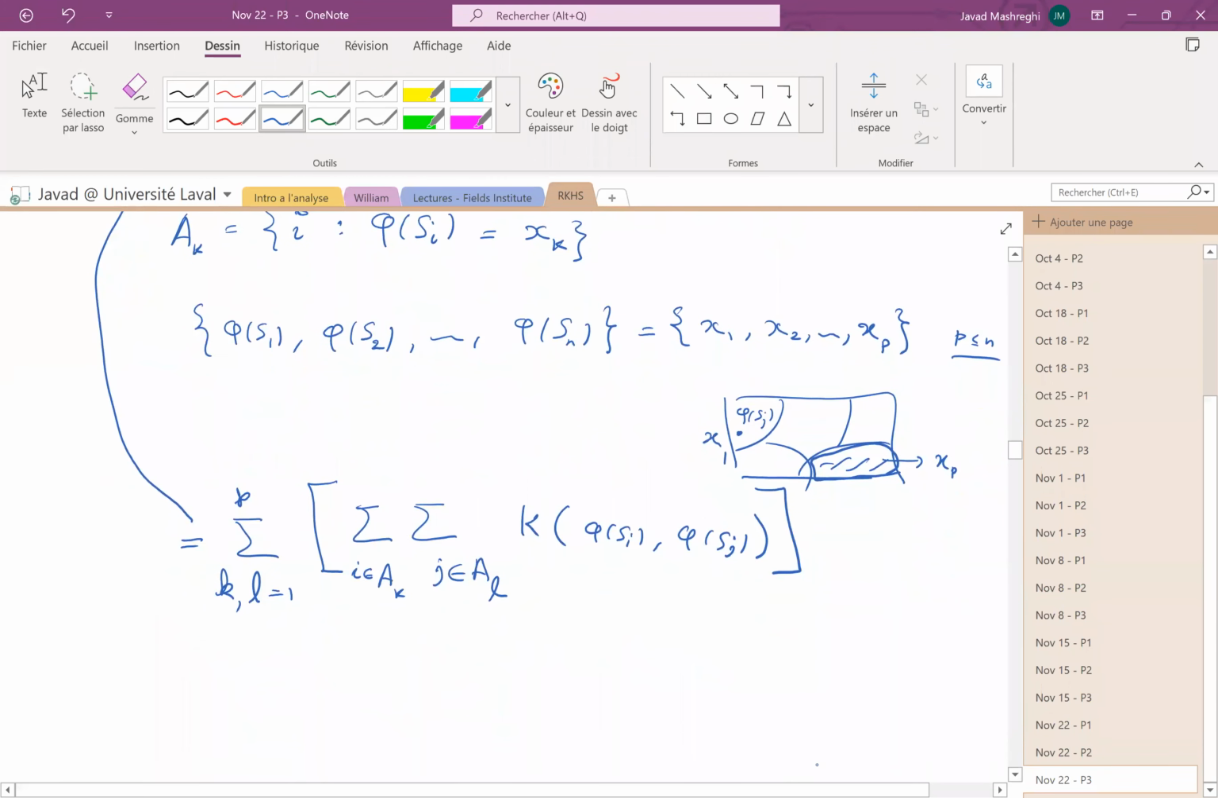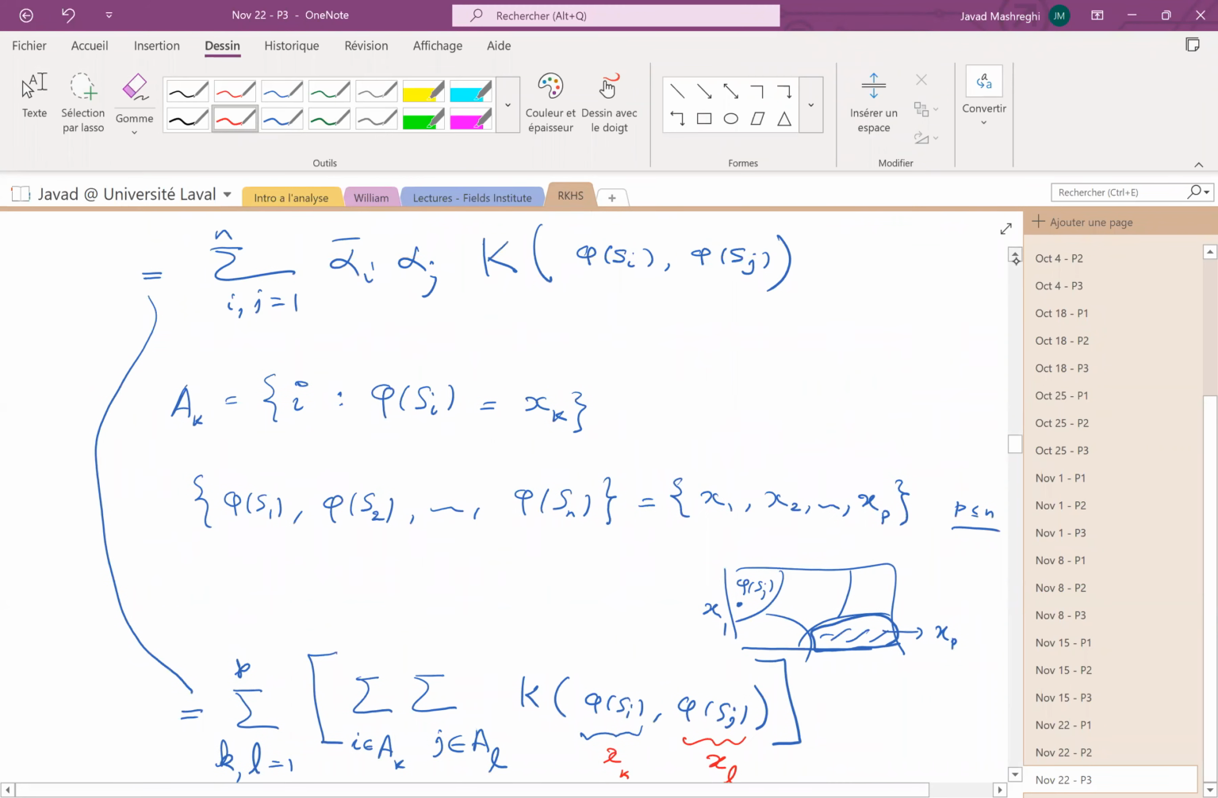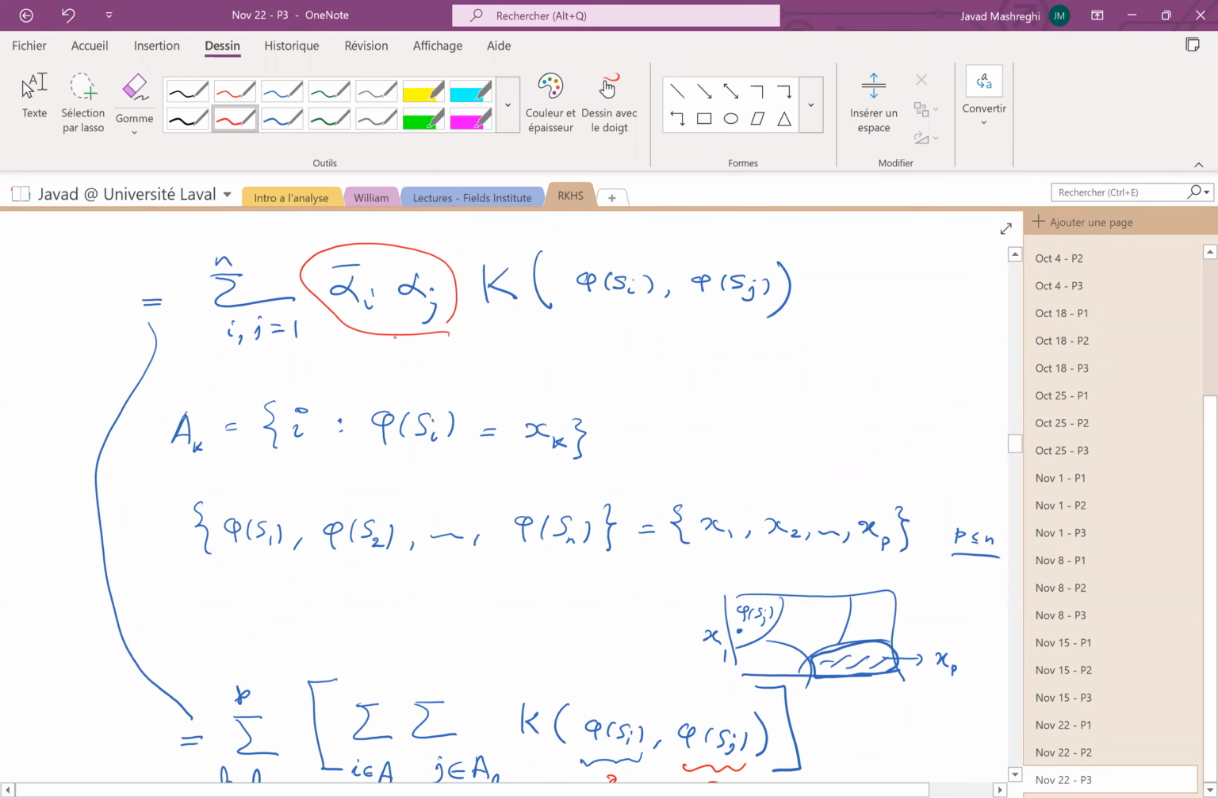But now, for all i in A_k, this is a unique element. This is x_k, and this is x_l. Oh, I forgot something. I forgot these coefficients. So I add them here: alpha_i bar, alpha_j. True.